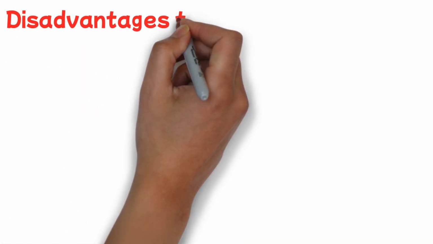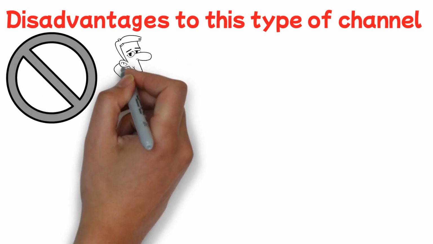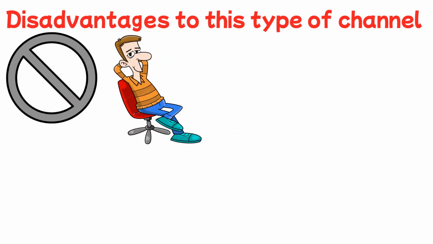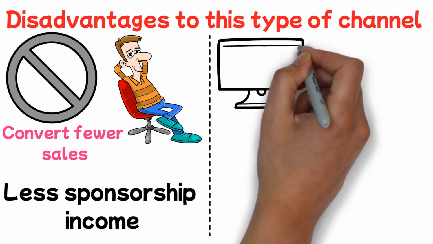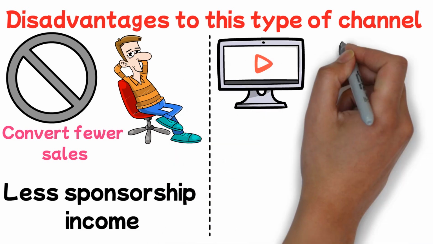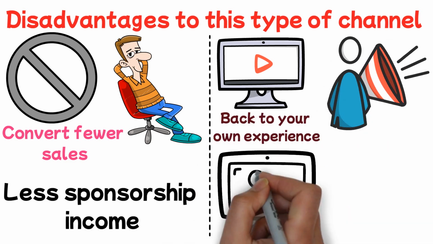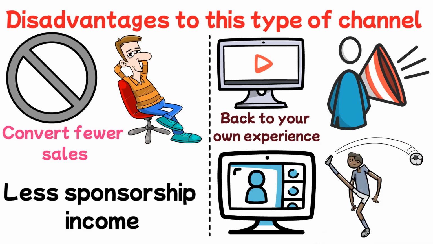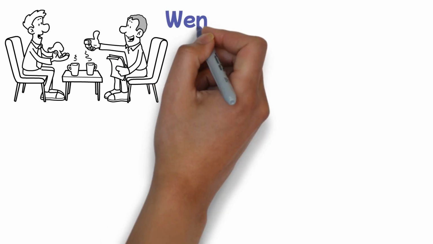All that being said, there are some disadvantages to this type of channel. While not showing your face provides advantages, it also has disadvantages. Because you don't show your face in videos, you'll get less trust from your audience. This means you'll convert fewer sales when promoting something, and you might get less sponsorship income compared to other channels in your niche. It's like watching an ad versus having someone you know telling you about a product. Think back to your own experience. When you watch an ad, most of the time you would ignore it since you know it's an ad. But when someone you know told you about this amazing product, you probably went and searched for the product yourself.